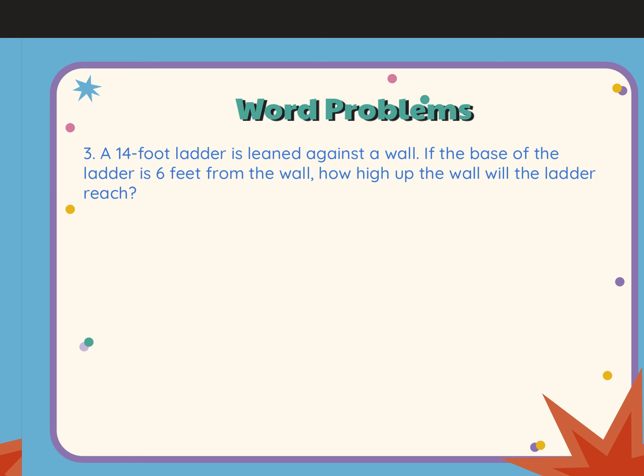All right, so let's take a look at this example together. I'm going to go ahead and change my color. What we're looking for here is how high up the wall the ladder will reach. That's the question we are trying to answer. Key things that we need are that the ladder is 14 feet and that the base of the ladder is 6 feet from the wall. The ladder is leaning against the wall.